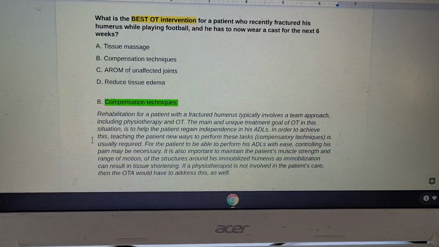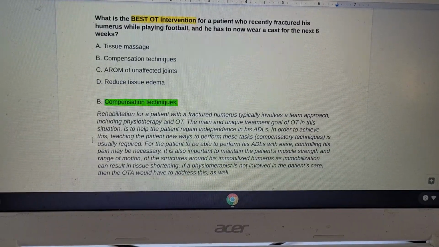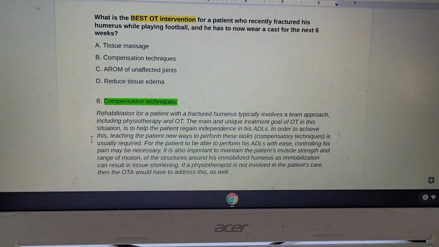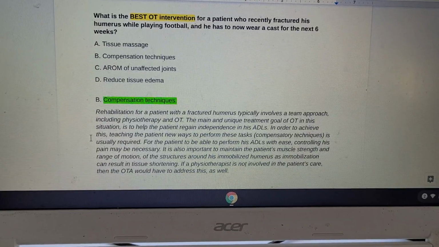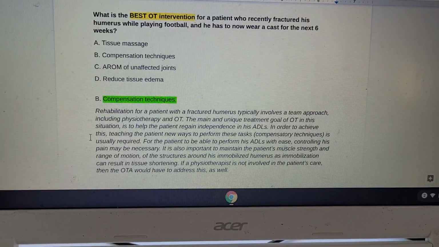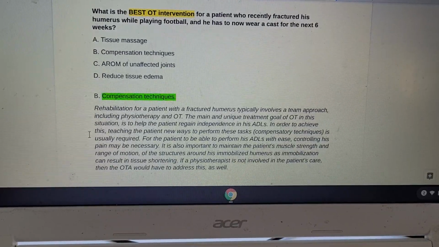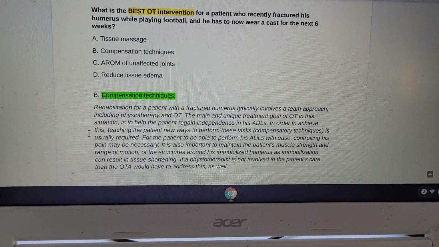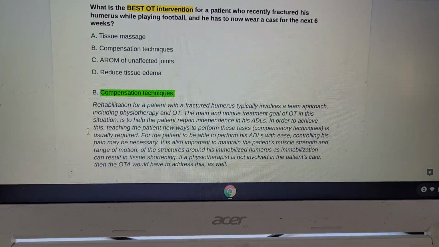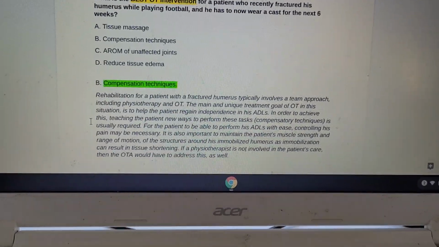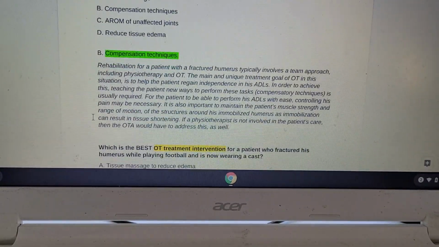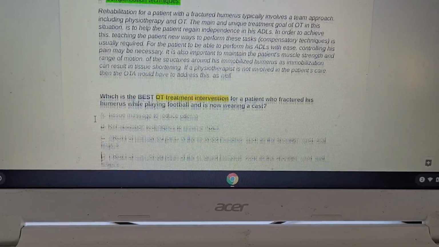For the patient to be able to perform his ADLs with ease, controlling his pain may be necessary. It is also important to maintain the patient's muscle strength and range of motion of the structures around his immobilized humerus, as immobilization can result in tissue shortening. If a PT is not involved in the patient's care, then the OT or OTA would have to address this as well. So here's question number 2.